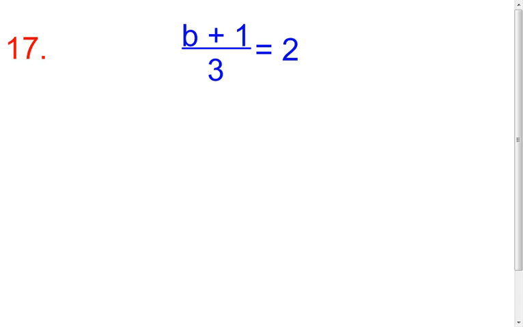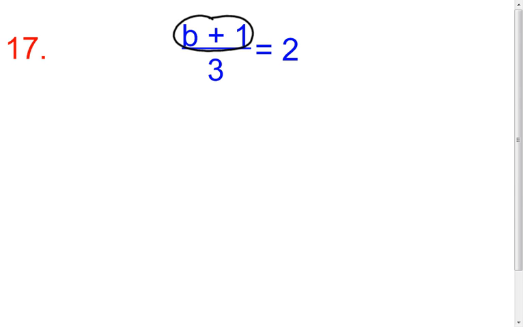Now this one's a little different. I do need to get this b by itself, but right now b plus 1 is all one entity and I can't split it. So this is not the same as b plus 1/3 equals 2 because that line goes all the way across. So be really careful about that.